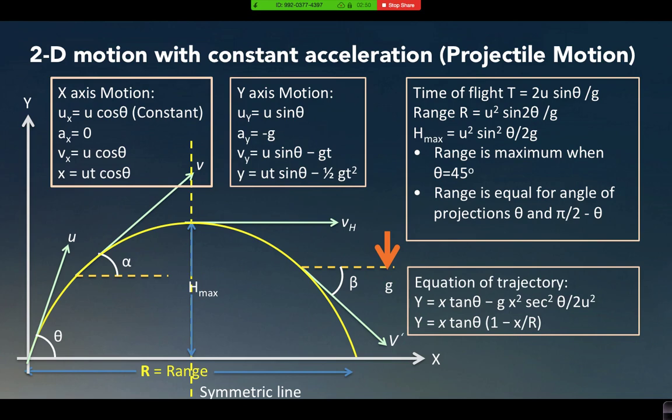Again, I am saying that whenever you are getting a two-dimensional or three-dimensional motion, try to break all the vectors into two perpendicular components and analyze those components individually. Then you will be able to understand that this 2D or 3D motion is nothing but two or three one-dimensional motion, right? Then we can use all the equations for one-dimensional motions and we can solve the question easily.